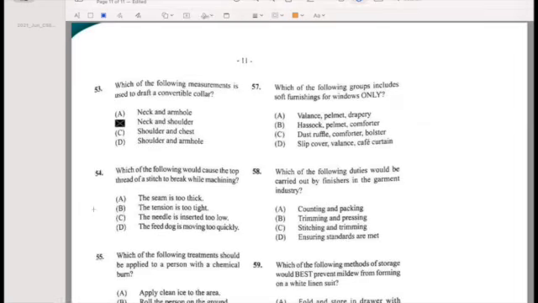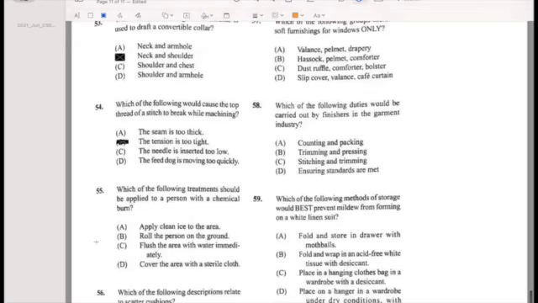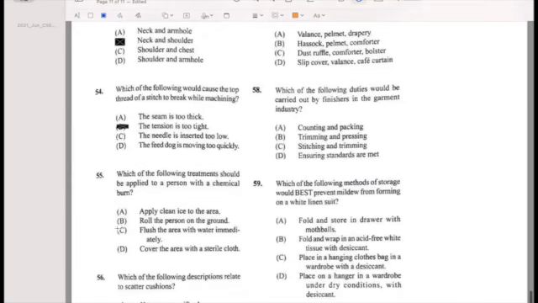54, which of the following could cause the top thread of the stitch to break while machining? All right, so 54 is B. The tension may be too tight. Okay. 55, which of the following treatments should be applied to a person with a chemical burn? For a person with a chemical burn, it should be C. That will be the answer: flush the area with water immediately.